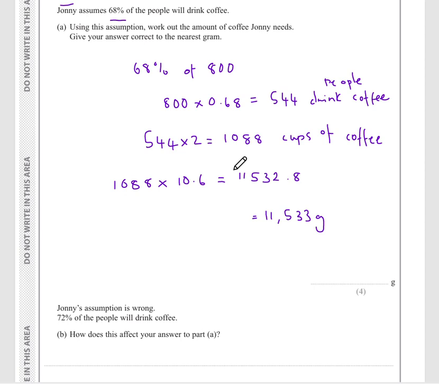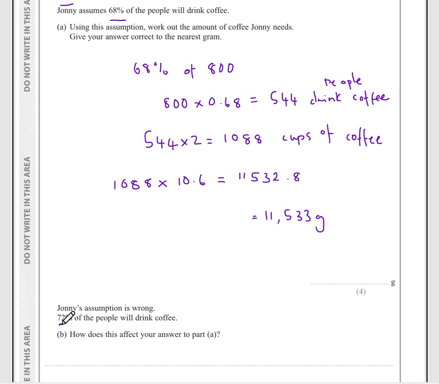Johnny's assumption is wrong. 72% of the people will drink coffee. How does that affect your answer to part A? So he thinks 68%. Obviously 72 is more, so he's going to need more coffee.